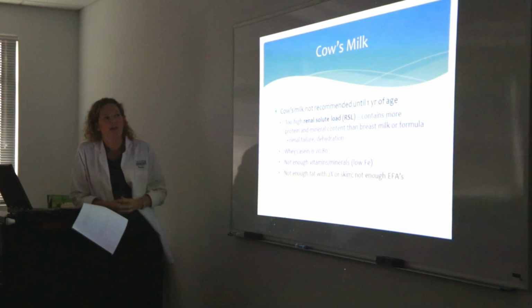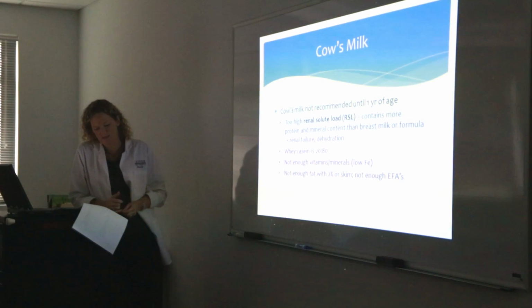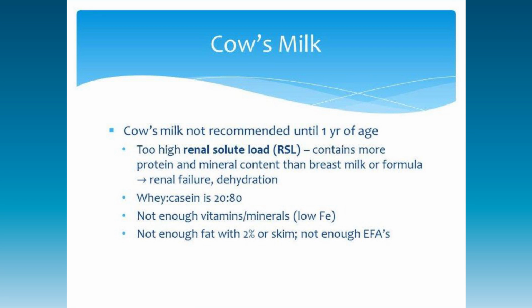We don't recommend cow's milk until the infant's at least 1 year, and that's because cow's milk has too high of a renal solute load. That means it has too much protein and too many minerals for that infant to tolerate. So it's much higher than breast milk or formula. So it can lead to renal failure, dehydration. It's just too concentrated, and they can't concentrate it with those immature kidneys yet. So at 1 year of age, their kidneys are able to do that, but not before.